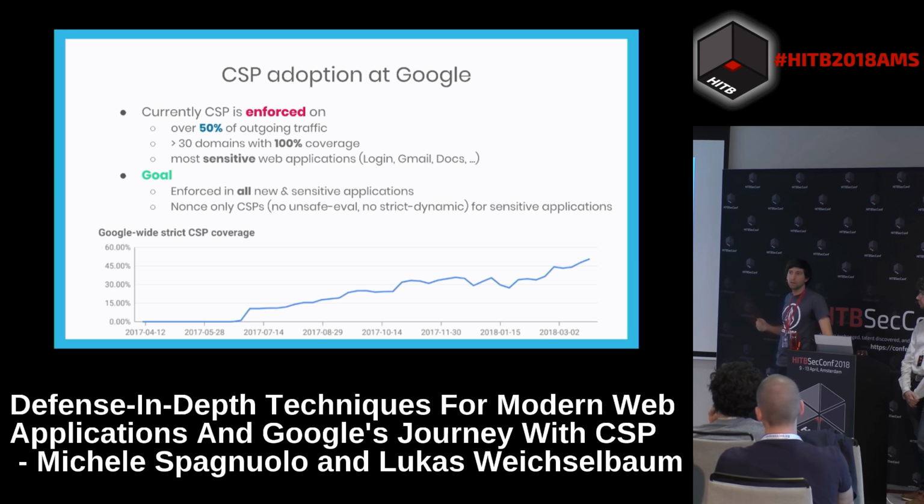And we're also investigating how we can get rid of unsafe eval. We basically have it in some core libraries that are loaded almost everywhere, so we cannot remove it at the moment, but we're trying to change that. And also in some places, we're experimenting if we can get rid of strict dynamic, but that's very hard and only works in some cases.